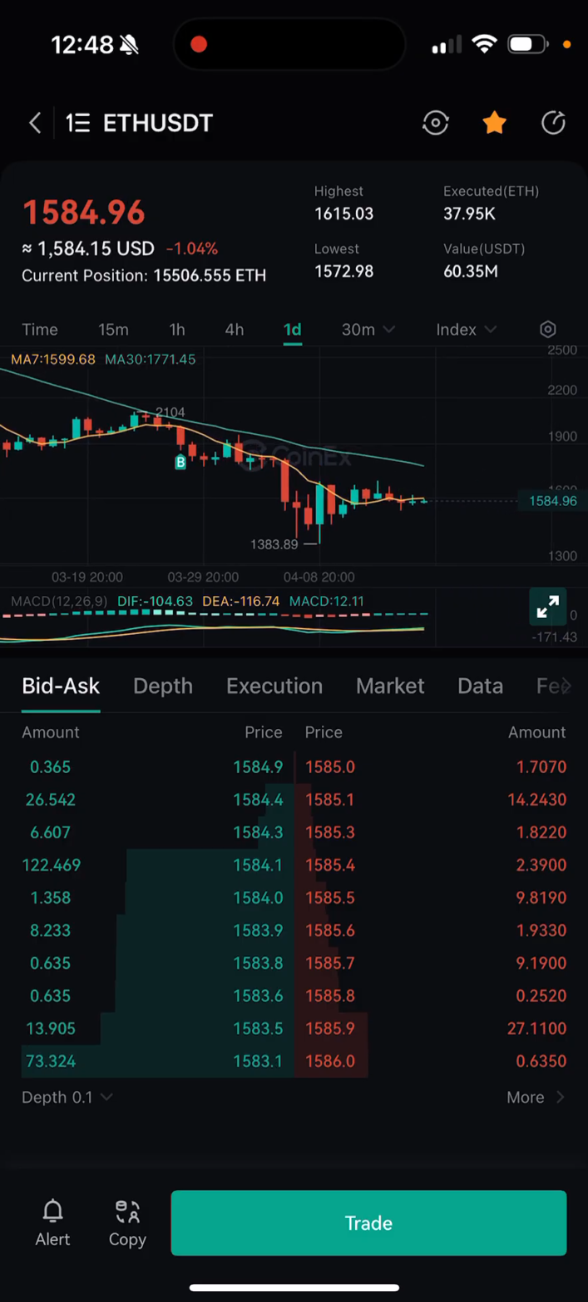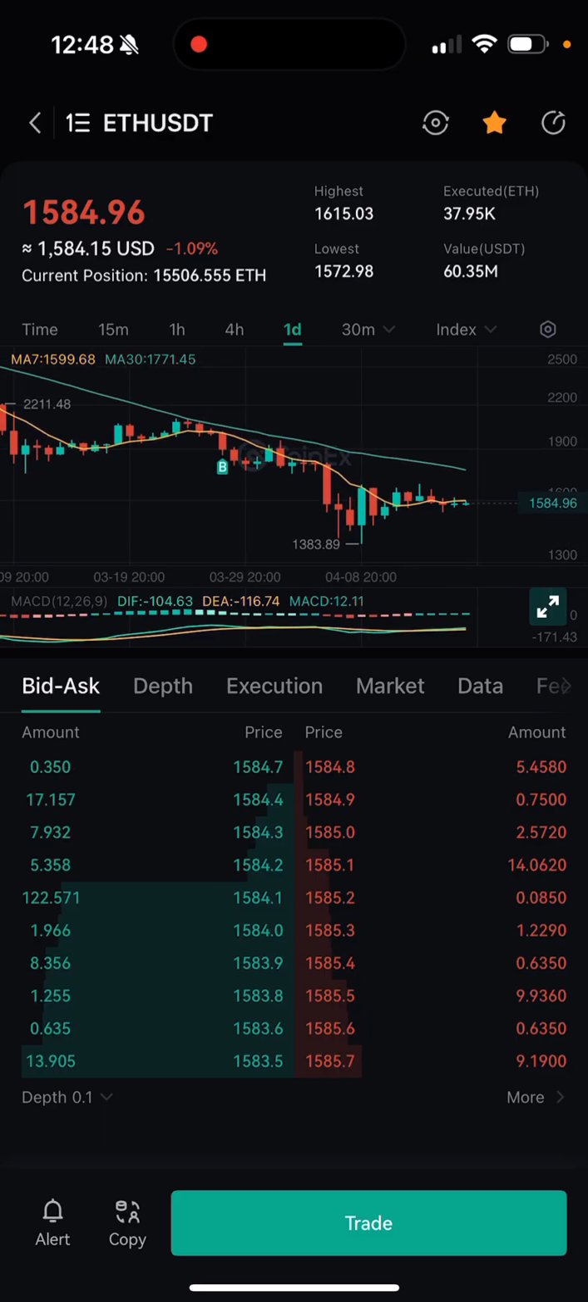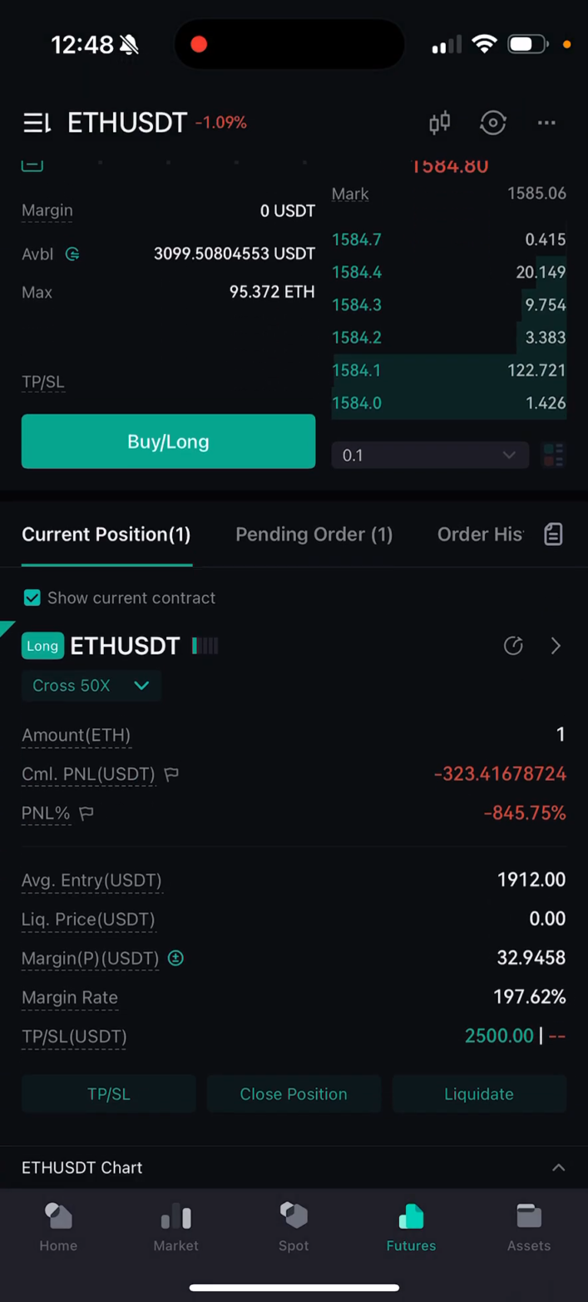So right now, here is the market, and here is my position, minus $323.41. And in the next video, I'm going to keep this position open. As soon as I get some sort of result, either it goes against me or in my favor, I'm going to post a second video for the same position in order to show you guys.